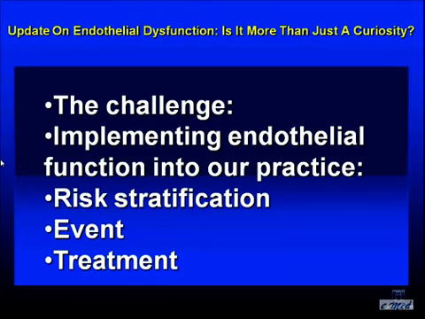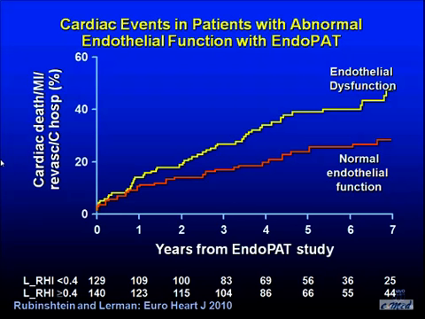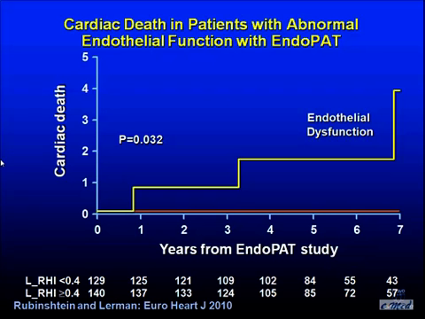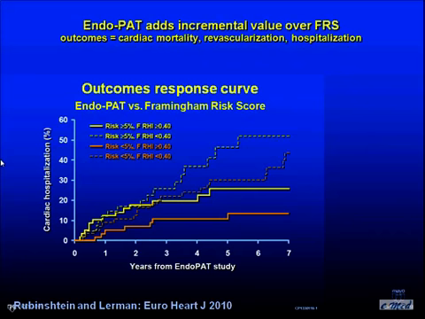What's the challenge? We need to show that it helps with risk stratification, that it predicts events, and the effect of treatment. This is again a study from Ronen Rubinstein. Look at the follow-up of patients at Mayo who had peripheral endothelial function testing, showing that the presence of endothelial dysfunction, with a follow-up of 7 years, was associated with significant cardiac events independently of other risk factors. Some of these events were actually cardiac death in this population, and this is the patient group with normal endothelial function.